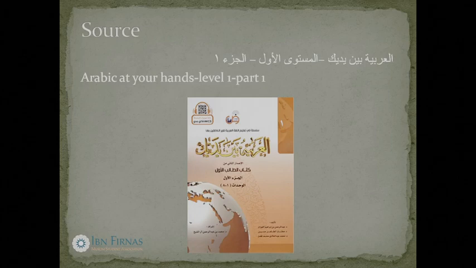The main source we're going to be using throughout this series is Arabic at Your Hands, Level 1, Part 1, or in Arabic, العربية بين يديك, المستوى الأول, الجزء الأول. Now, we're not going to follow this source word for word, but rather we're going to use its structure as a main guideline for us throughout the series. So don't worry if you find a couple of lessons that are not exactly like what the book says.